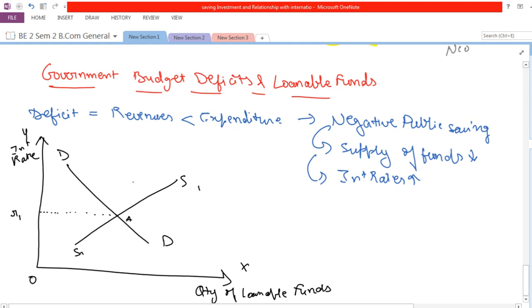Now because of budget deficits, the supply curve shifts upwards, and a new supply curve is created. Okay, that means the supply has reduced. Here the supply has reduced but the demand remains constant. Because of this, what happens is that the rate of interest goes up. Okay, it pushes the rate of interest up. Now this is the market for loanable funds. The first market that we are seeing here is the market for loanable funds.